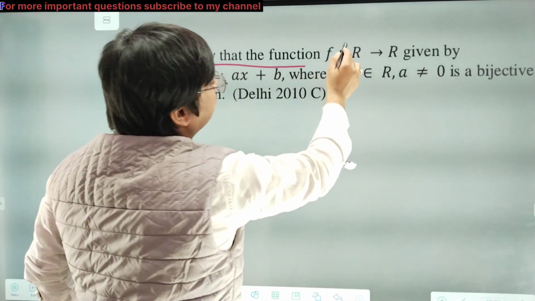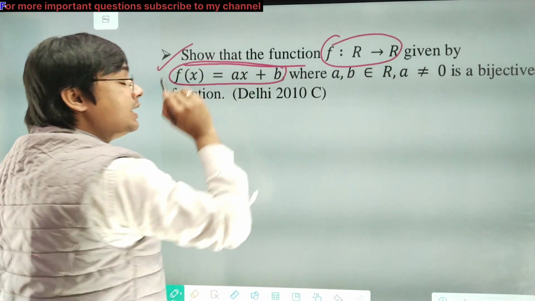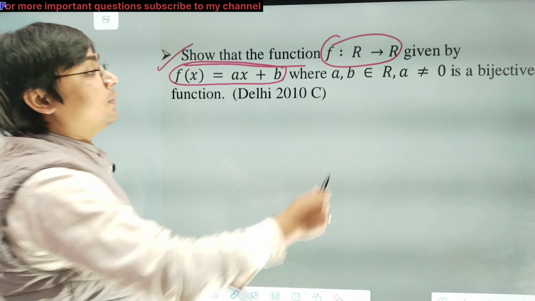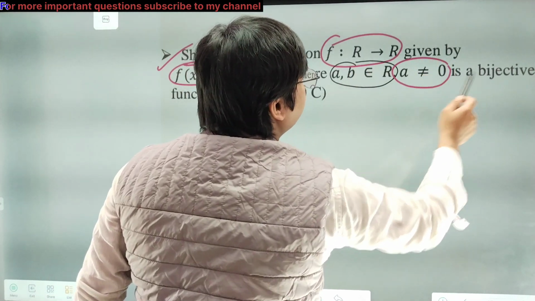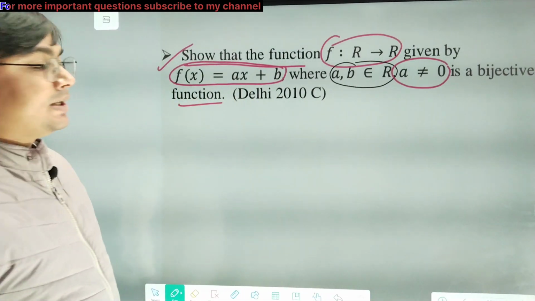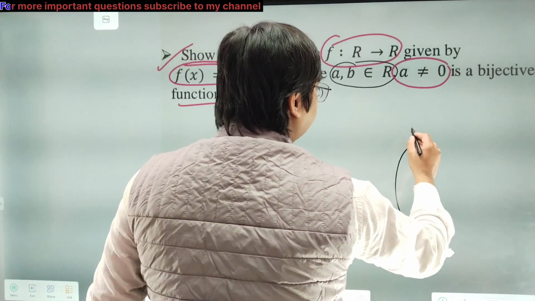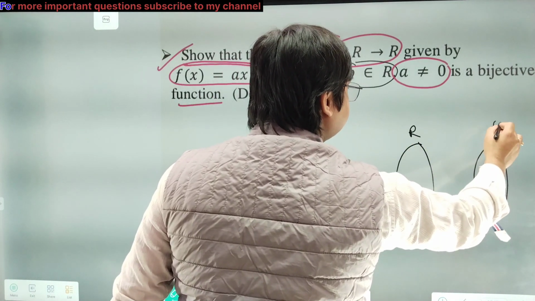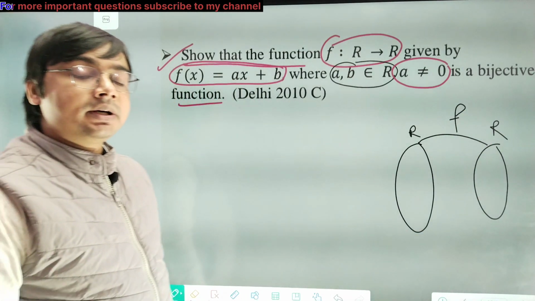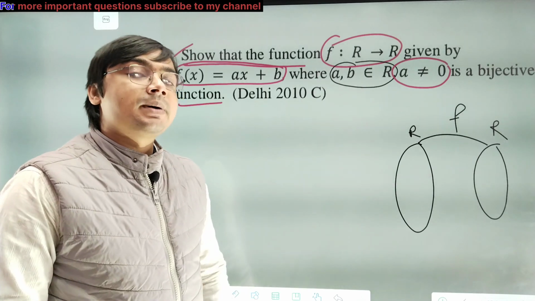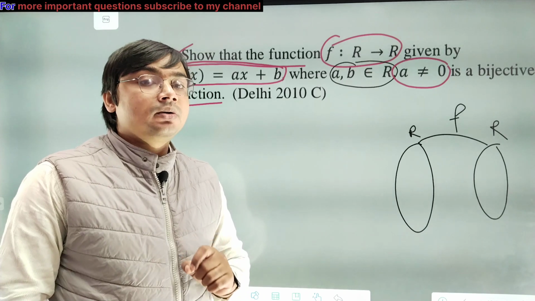Show that the function f from R to R given by f of x equal to ax plus b, where a and b belong to R and a is not equal to 0, is a bijective function. That means this function is from the set of real numbers to real numbers, and we need to verify this function is bijective. That means we need to show this function is one-one as well as onto.